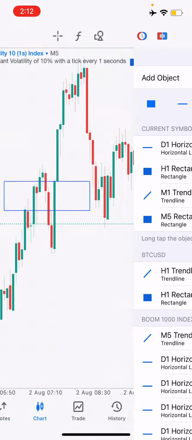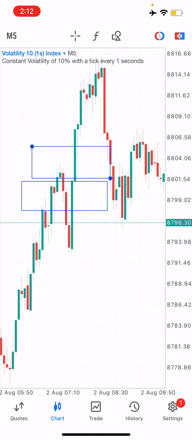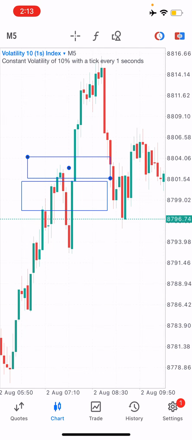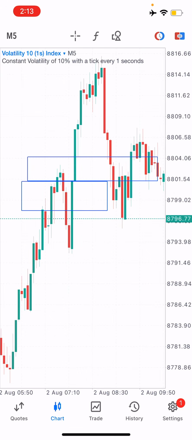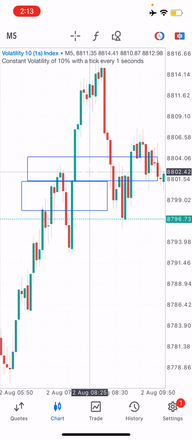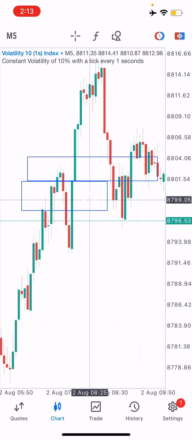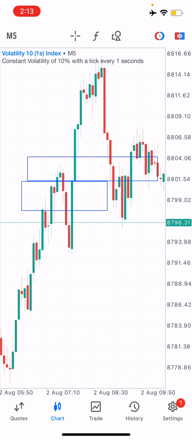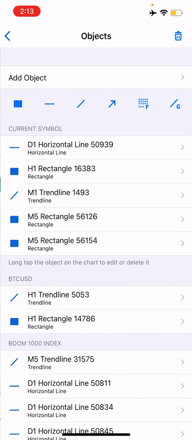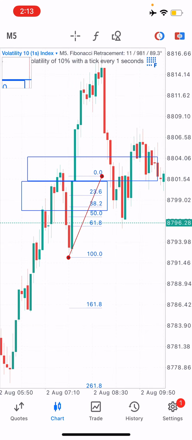Let me show you the other one. The other fair value gap is this place right here. So this place up here is a fair value gap. This place right here is a fair value gap. But which one should you always go for? Bring out your Fibonacci tool.